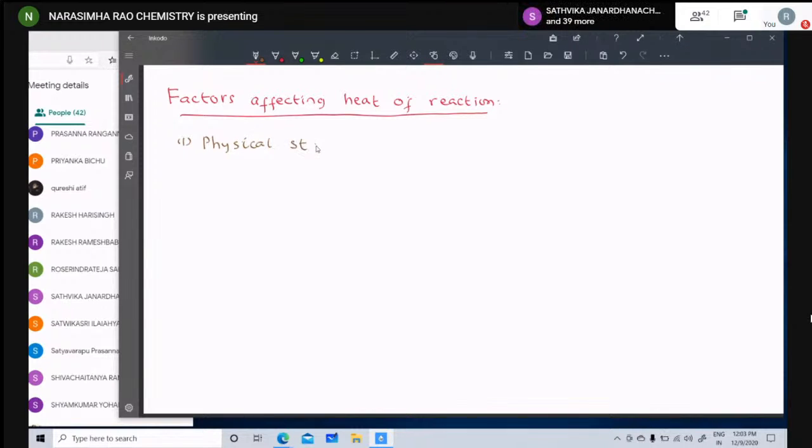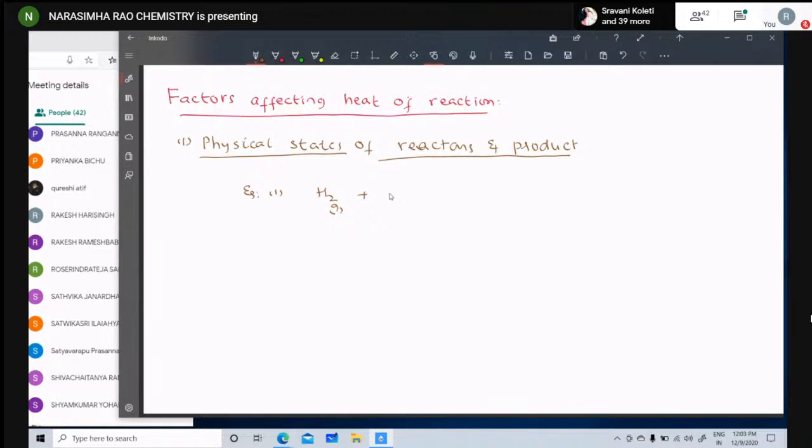Physical states of reactants and products. Whatever the reactant or product is. Okay. Physical states, how they are influencing. So, better example one. Example one: H2 gaseous plus O2 gaseous gives rise to H2O gaseous.